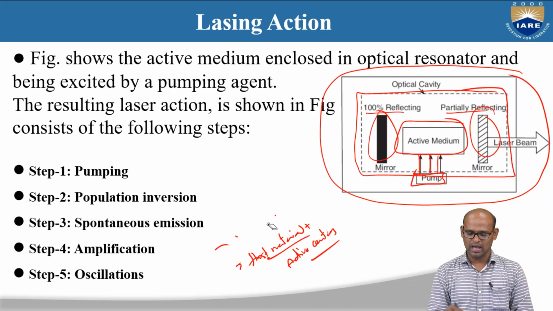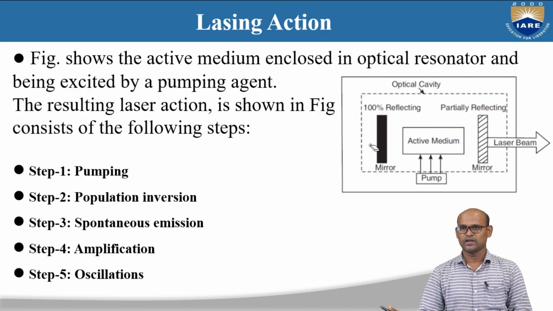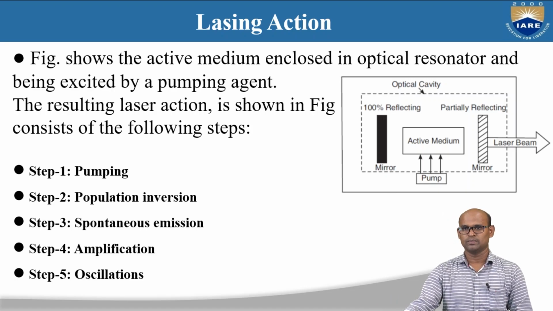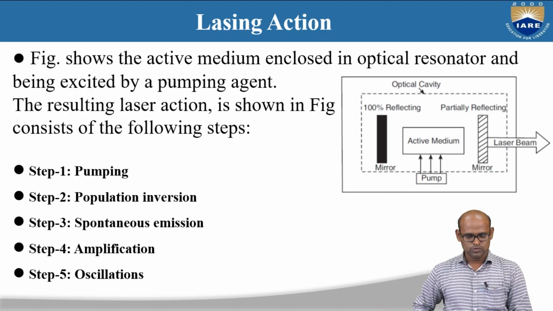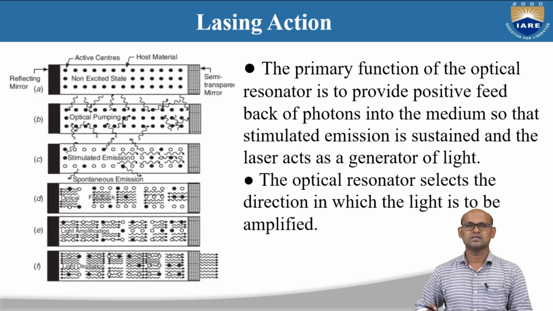Basically, in lasing action we have an optical resonator that consists of two mirrors, a front mirror and a back mirror. The back mirror is 100% reflecting and the front mirror is partially reflecting. In between these two mirrors, you have the active medium connected to a pump. So these are the 5 steps that occur in this optical resonator or optical cavity, and we will get the laser beam as output.